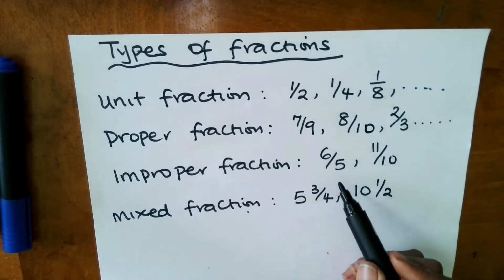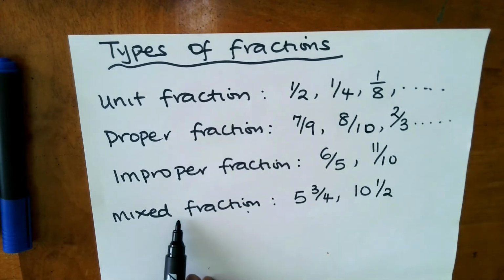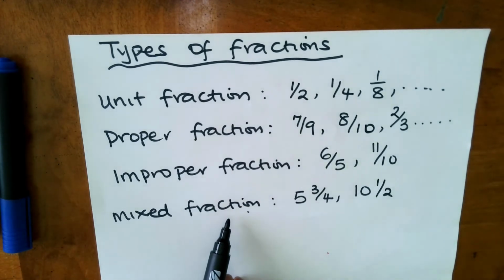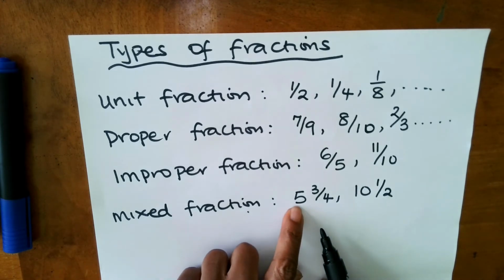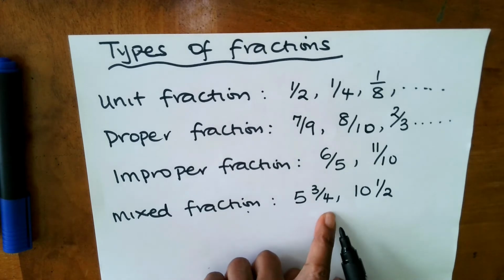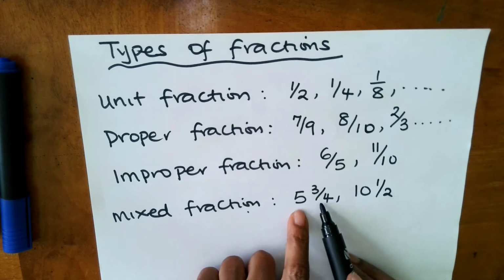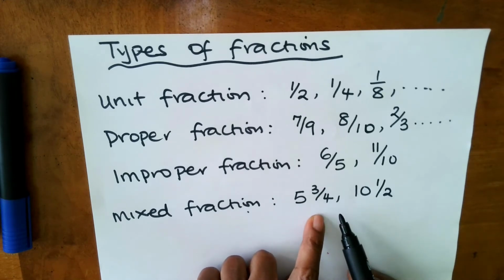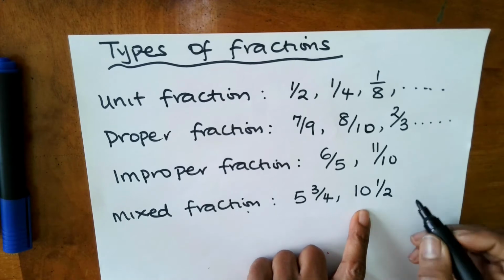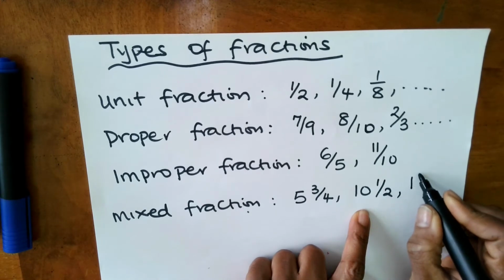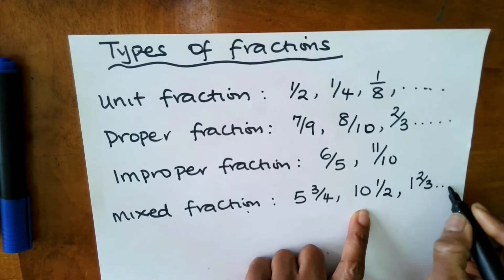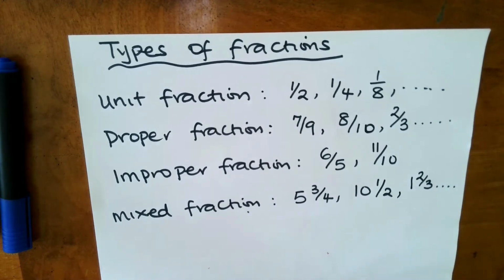Now we move down to the last one, which is the mixed fraction. If a fraction consists of a whole number with a proper fraction, we say that that type of fraction is a mixed fraction. So we can see this, 5 whole number 3 over 4, and we can see 10 and a half. We can also see 1 and 2/3. They're all examples of a mixed fraction.